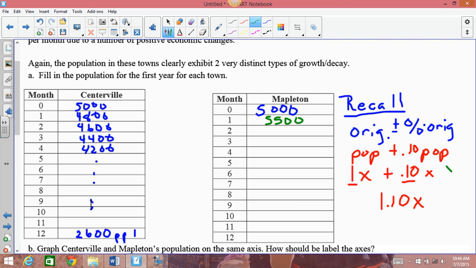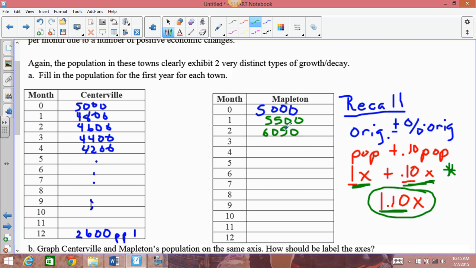That's essentially exactly what I'm doing right here, is that I'm taking 5,000 and multiplying it times 10%, and then ultimately adding 5,000 back in. So this is a quicker way to do it at this point, 1.10 times x. Now here to get month 2, I'm going to take the 5,500 and multiply it times 1.10. I'm going to always round these to nearest whole numbers, so that would give you a population of 6,050.